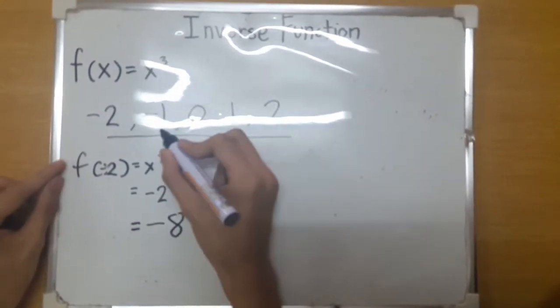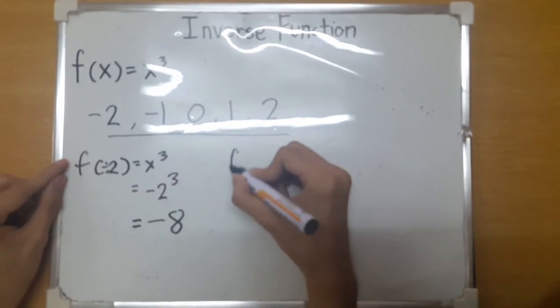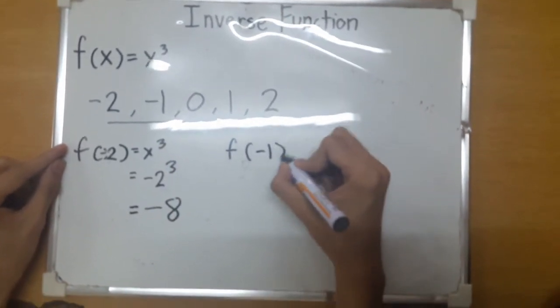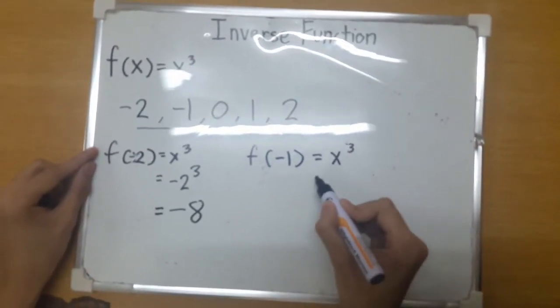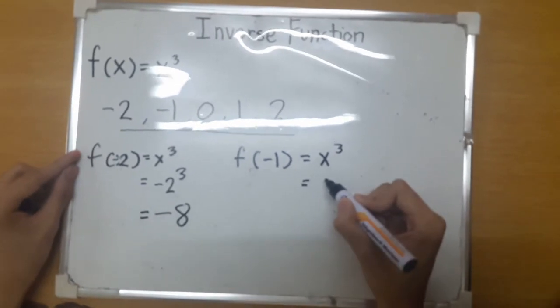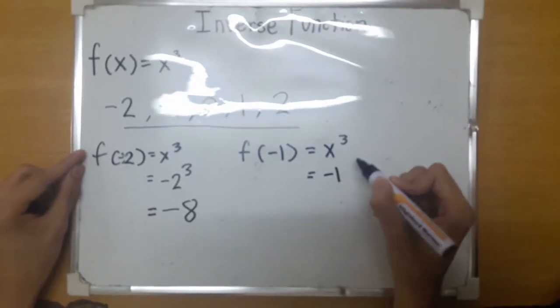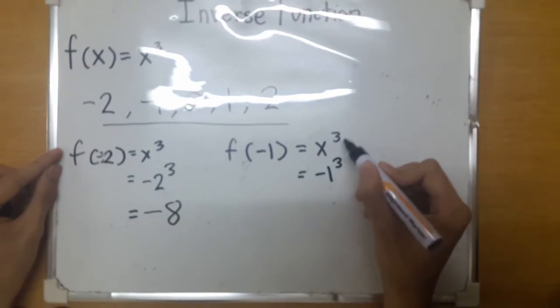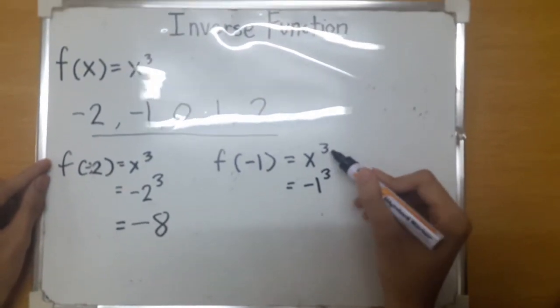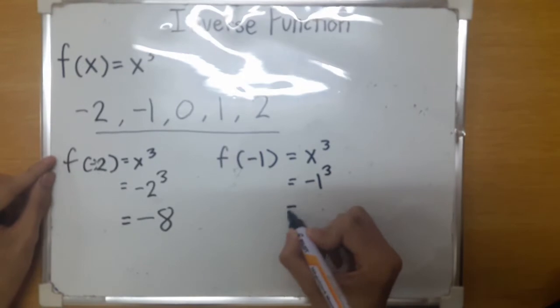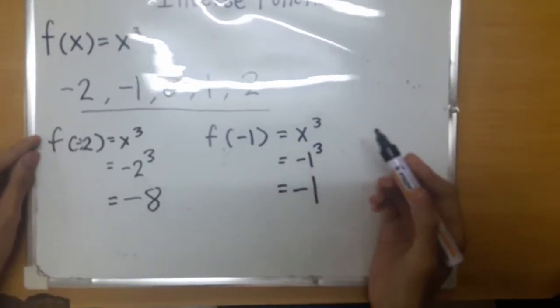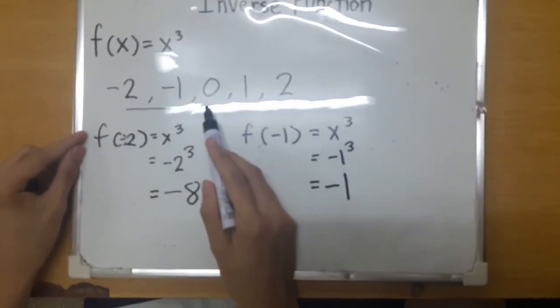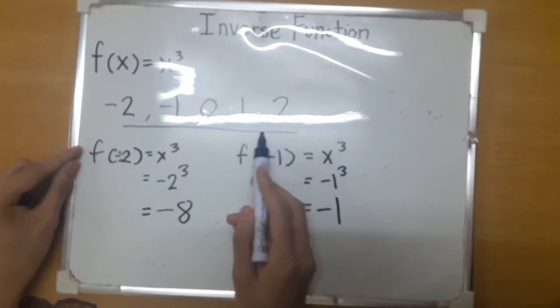And the other one was -1, so that means f of -1 equals x cubed. Then of course x will turn into -1, then cube because of this raised to the power of 3. Then it turns out to be -1. Then do the rest of this given. Just repeat it, then you'll get your answers.